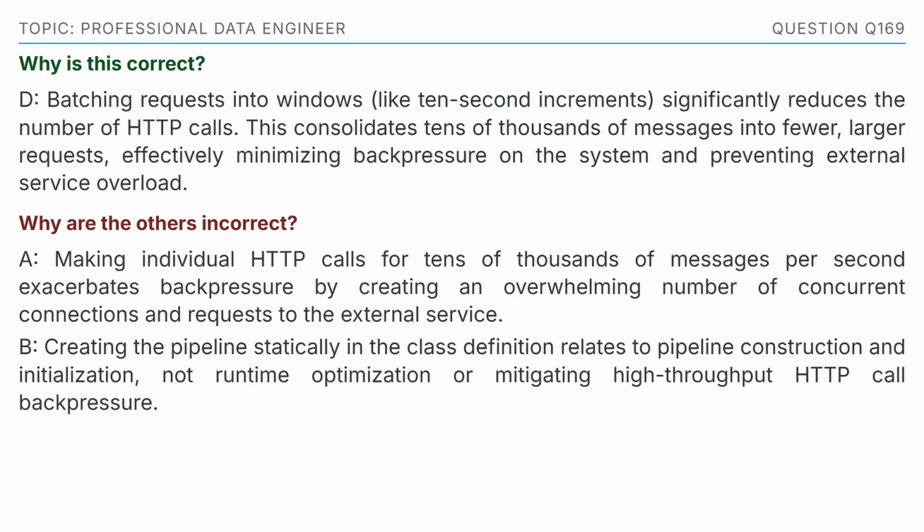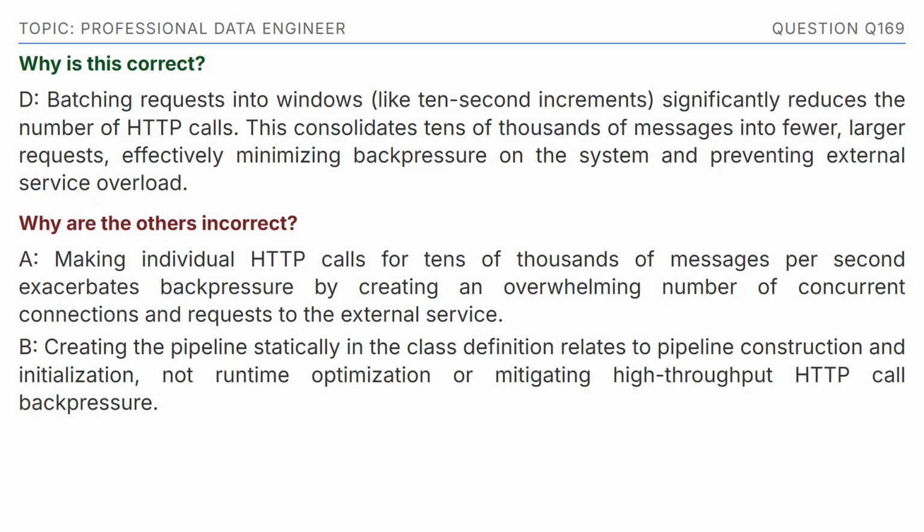Batching requests into windows, like 10-second increments, significantly reduces the number of HTTP calls. This consolidates tens of thousands of messages into fewer, larger requests, effectively minimizing back pressure on the system and preventing external service overload. Why are the others incorrect?